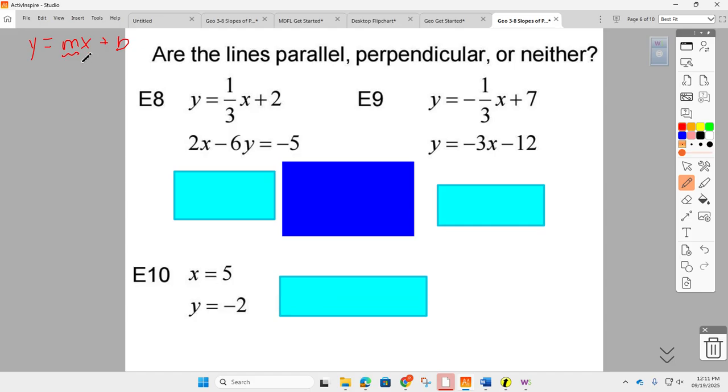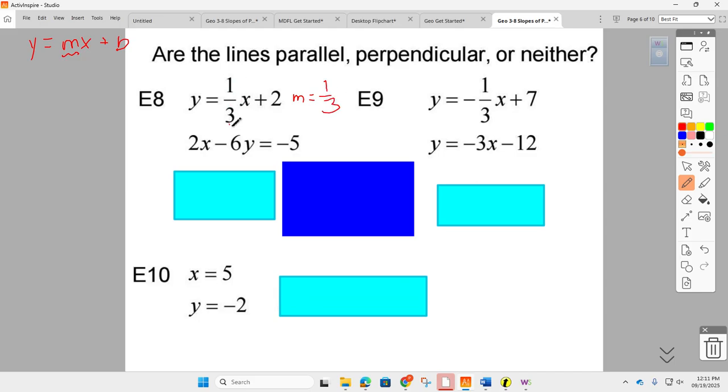So for this example, what is the slope of this first line? So remember, these equations represent a line. They're linear equations. So if you graph them, you get a line. So what is the slope of this line, Miles? Sorry? 1/3, yes. So the number being multiplied by the x is 1/3, so that's the slope.